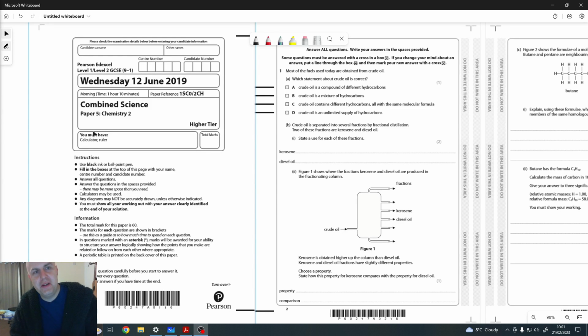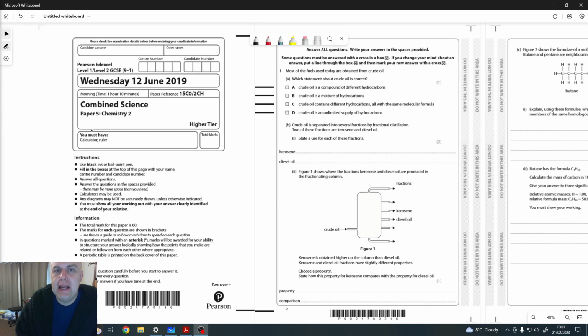Hey, here we go again with another GCSE paper. This time it's the higher tier Combined Science Chemistry Paper 2 from June 2019. Now, we are going to go through this. I'm going to write on it and you're going to learn some things. So yay. Now, where's my little pen? There we go. Turn that thing on.